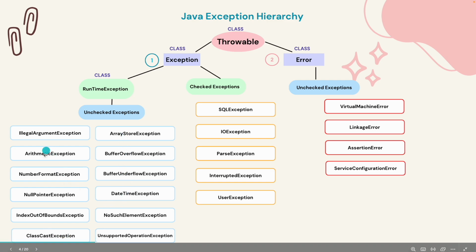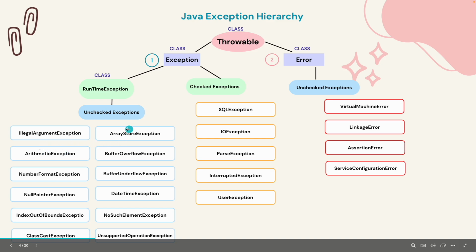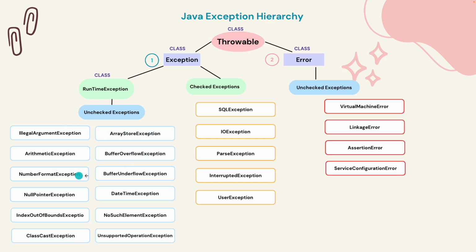check their definitions. And in case of checked exceptions, when you write the program, at that time it gives some error or warning, so the user has to handle it before the execution or running of the program. The types of checked exceptions are SQL exception, IO exception, parse exception, interrupted exception, and user exceptions. You can check these types of exceptions and see the definition of all and how they occur.